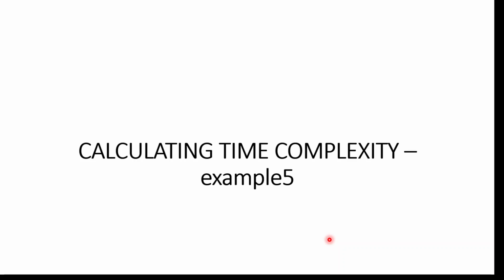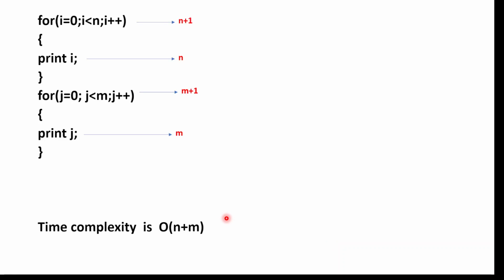Hello everyone. Let us see a few more examples on calculating time complexity. Here is a simple example where you have two independent for loops. Note that it is not a nested for loop, it is two independent for loops here. For i equal to 0, i less than n, i plus plus, you're printing the value of i. For j equal to 0, j less than m, j plus plus, printing the value of j.